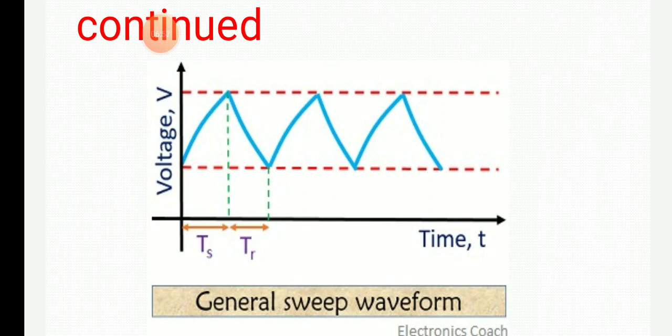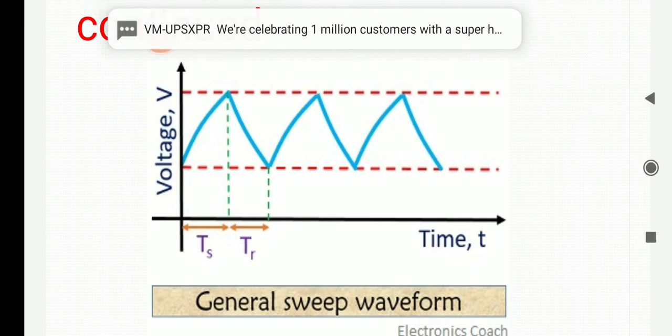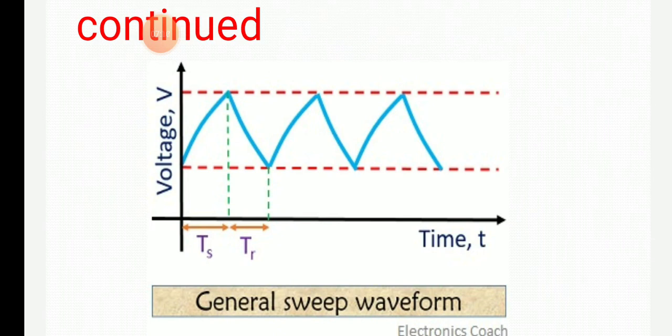So that is as shown in the figure. And the positive voltage attracts the negative electrons. During retrace time or flyback time, that is TR, the beam returns quickly to the left side of the screen.